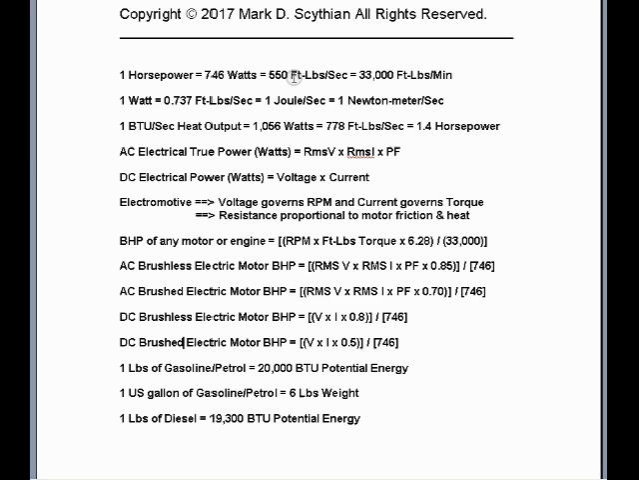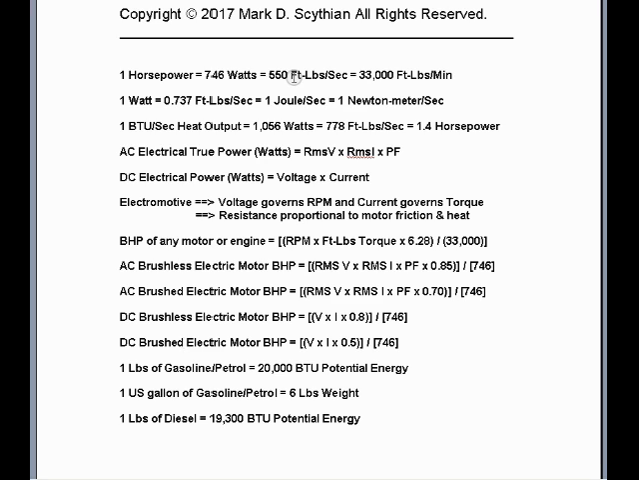1 BTU per second heat output in the form of steam, burning fuel, or any other type of heat. If 1 BTU is released per second in the form of heat, that will equal 1056 watts of power, which is also equal to 778 foot-pounds per second of mechanical power, which is also equal to 1.4 horsepower.